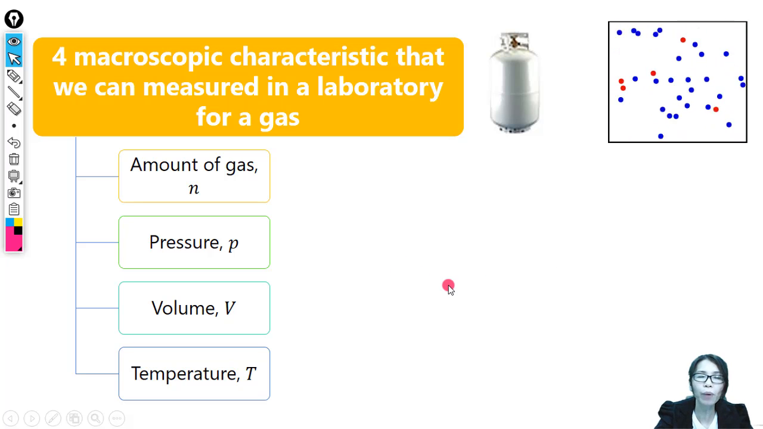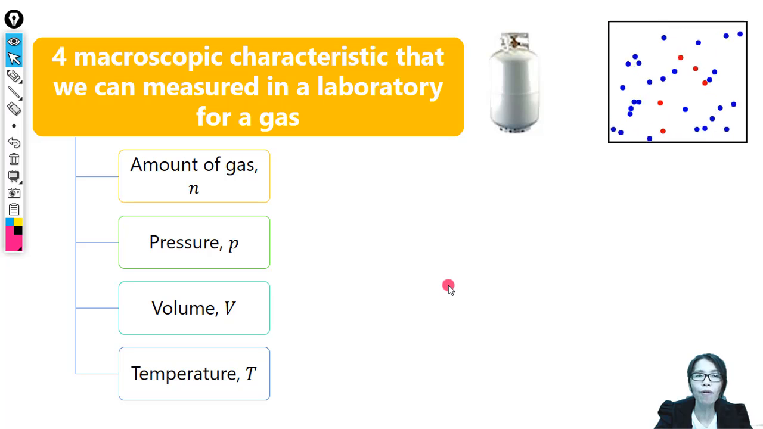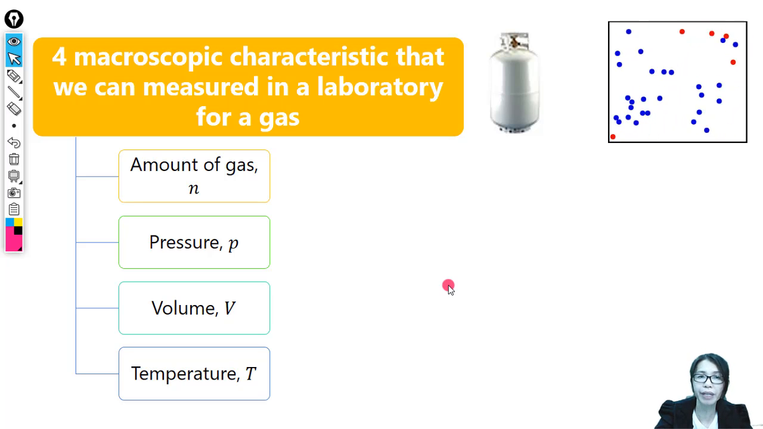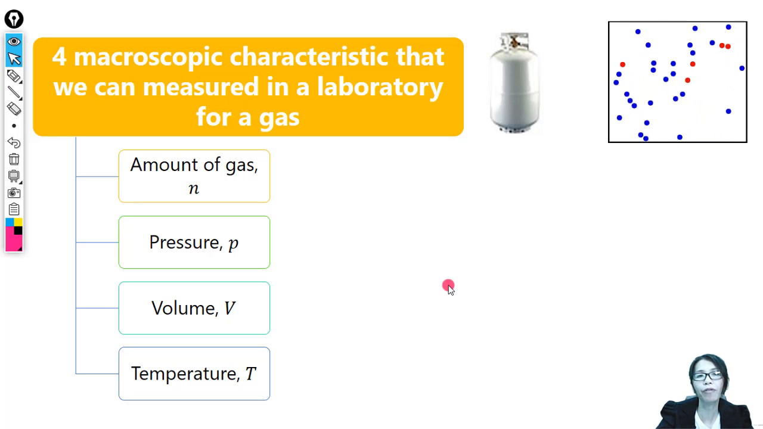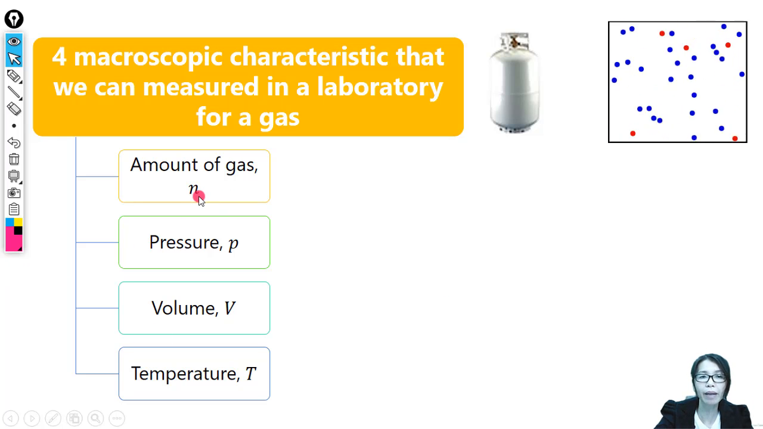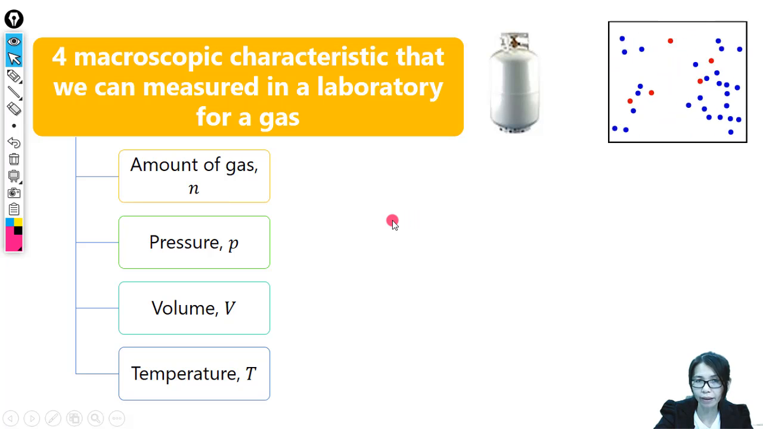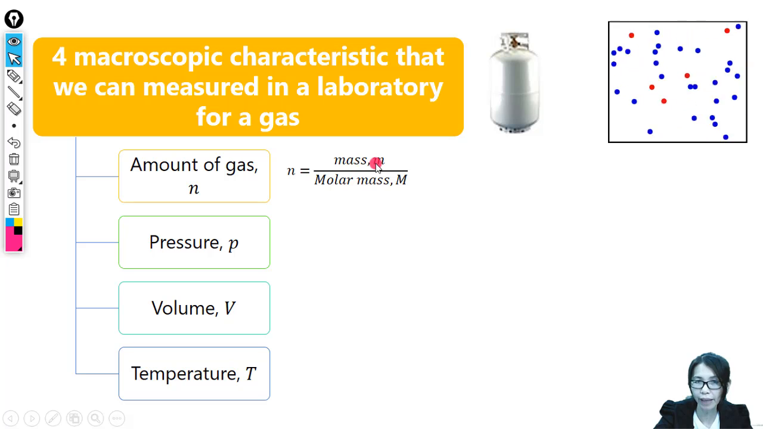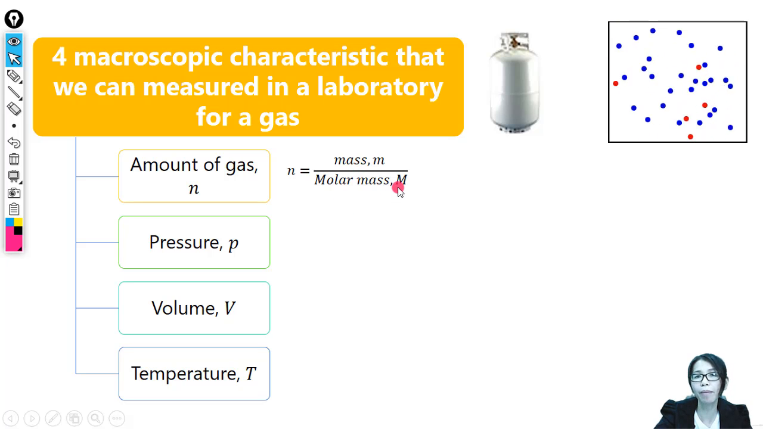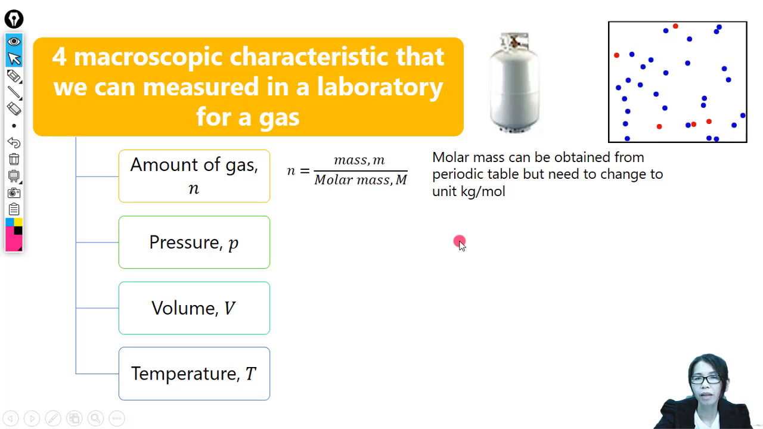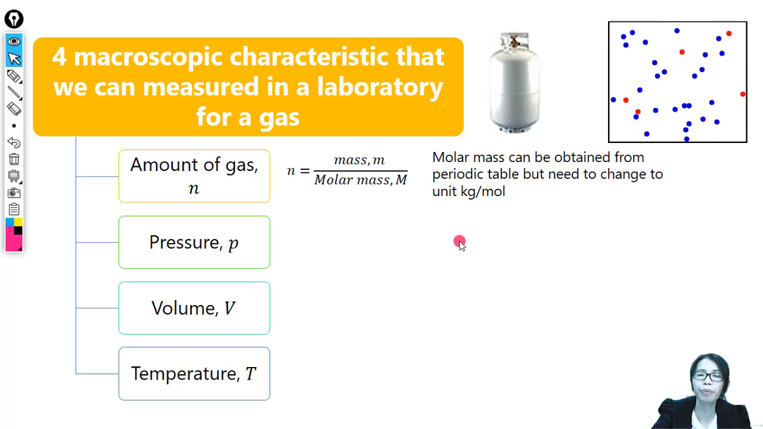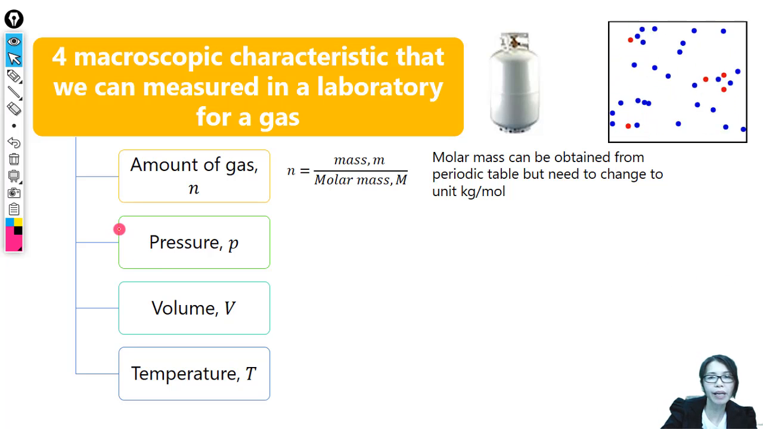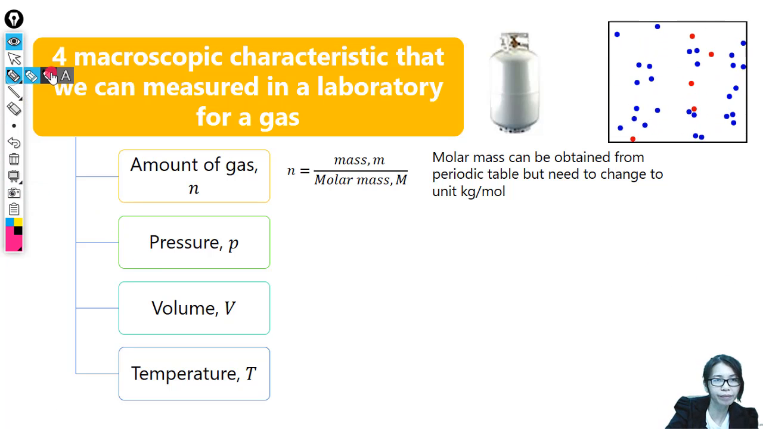When we talk about gas, there are four macroscopic characteristics that we can measure in a laboratory. First one, amount of gas. Normally we represent it by the number of moles, small n. The number of moles we might determine from the mass of the gas, m, divided by the molar mass, capital M. The molar mass can be obtained from the periodic table, but bear in mind, we need to change it to the unit kg per mole, alright?